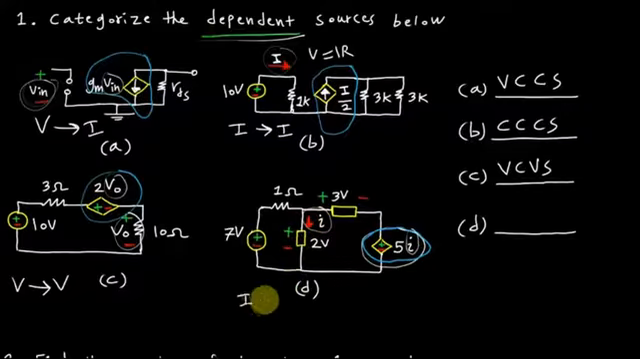So it is a current controlled voltage source, and that should be indicated as a current leading to a voltage, not I to I. So it's I to V, a current leading to a voltage. So that is a current controlled voltage source.